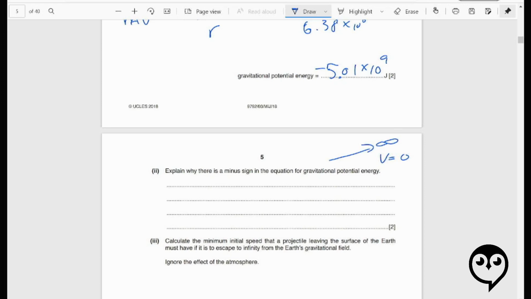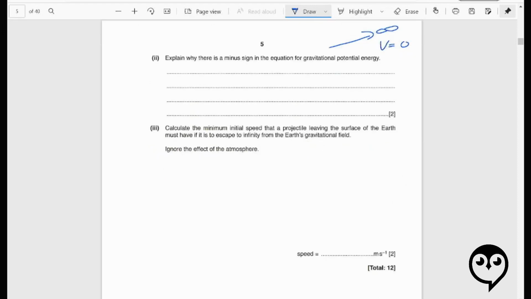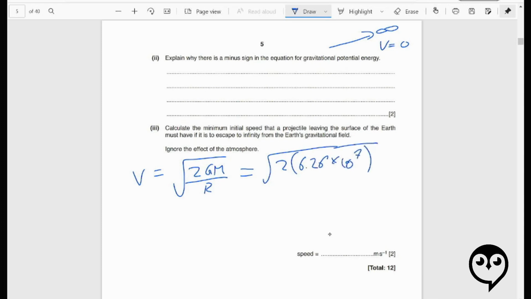Something to that effect. Calculate the minimum initial speed a projectile leaving the surface of the Earth must have to escape. Okay, so we saw this before. We've basically established that it needs to be the root of 2GM over r, and if we do this, we will get our escape velocity. So if I go and plug in all the numbers there, square root of 2 times 6.26 times 10 to the 7. So we get, yeah, this is what we usually get.